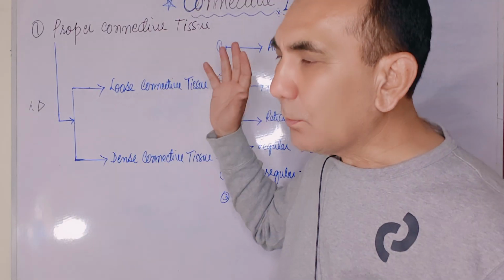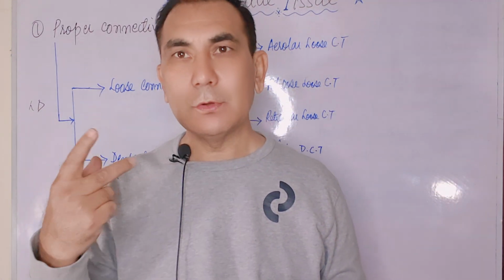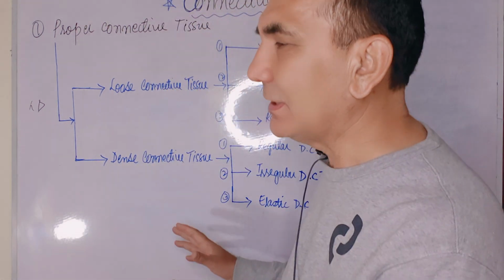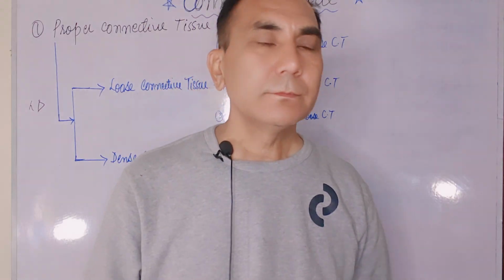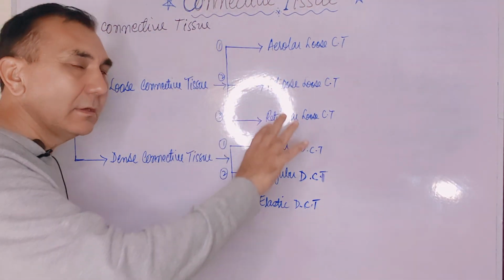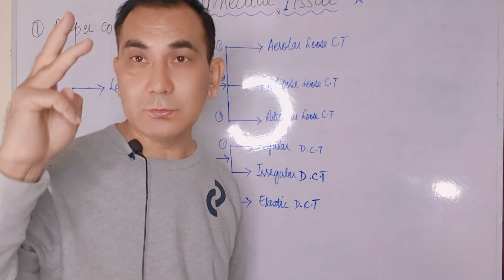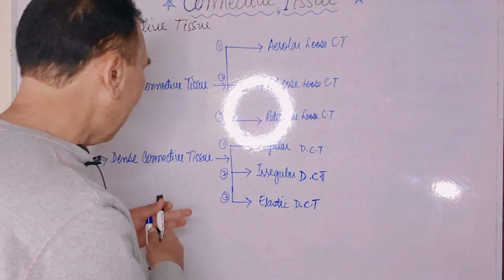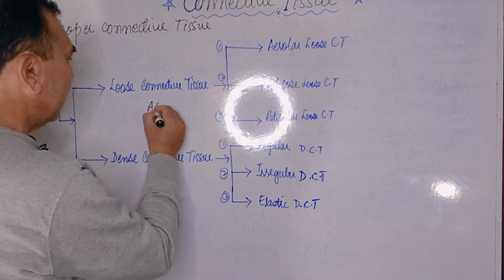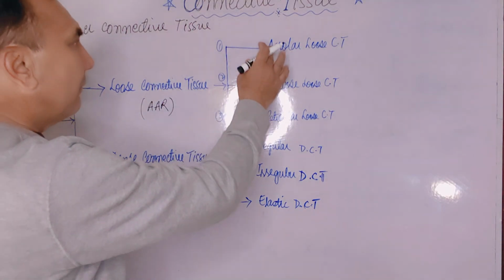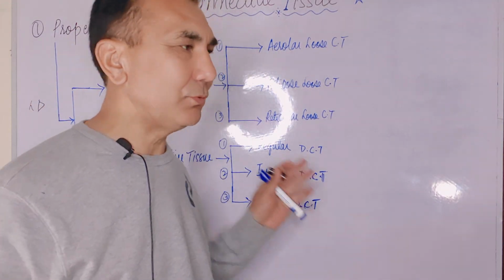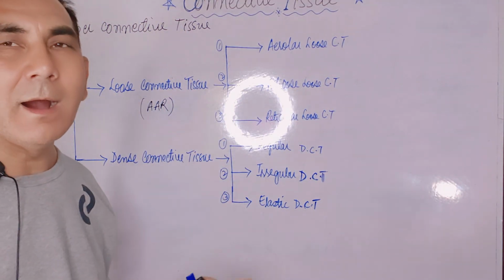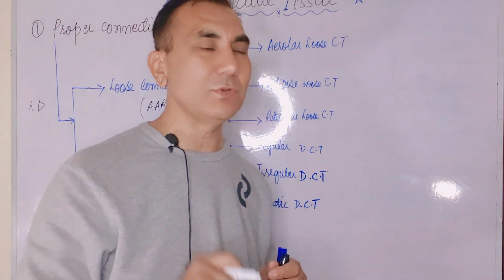Then we learned that the proper connective tissues are further divided into two types. The first is called the loose connective tissues, and the second is the dense connective tissues. Now, the loose connective tissues are further subdivided into three parts. To remember the three subtypes of the loose connective tissues, use the abbreviation RAA: A for the alveolar loose connective tissues, the second A for the adipose loose connective tissues, and R for the reticular loose connective tissues.